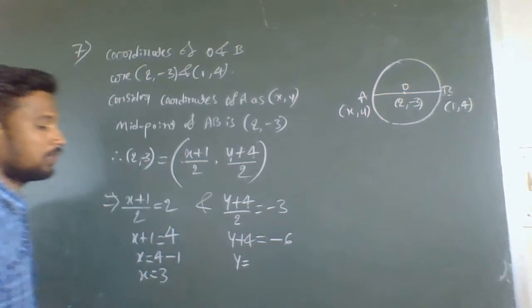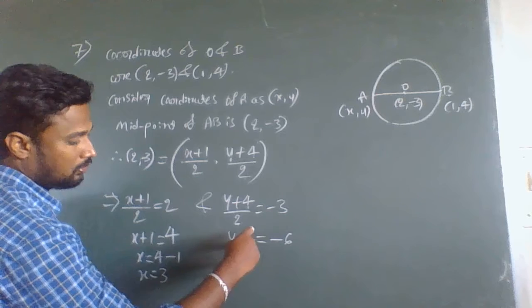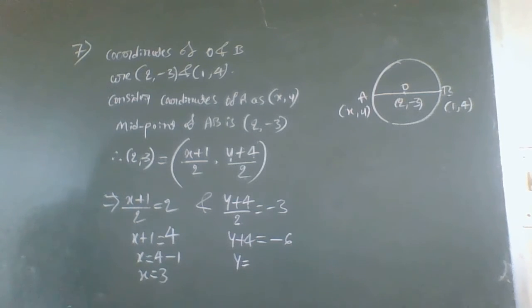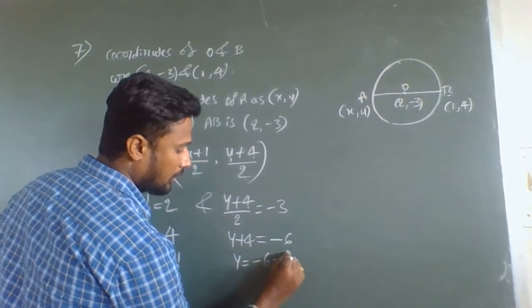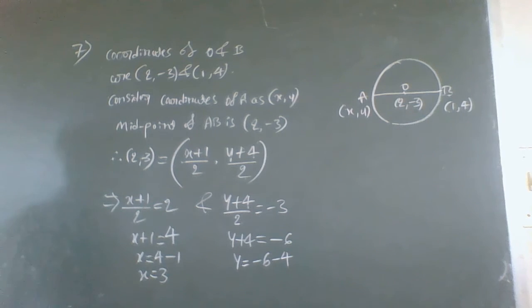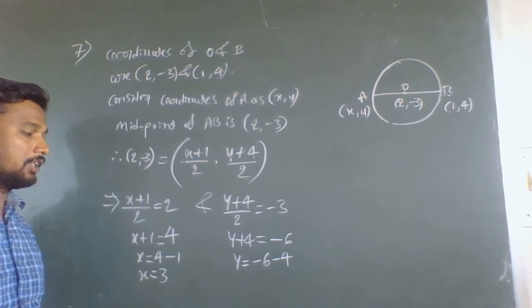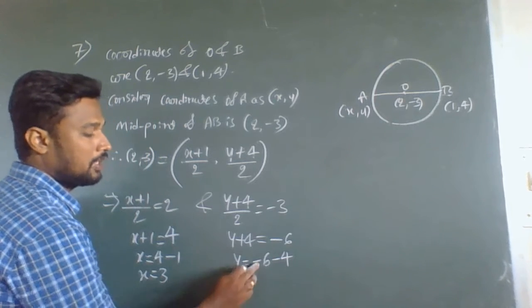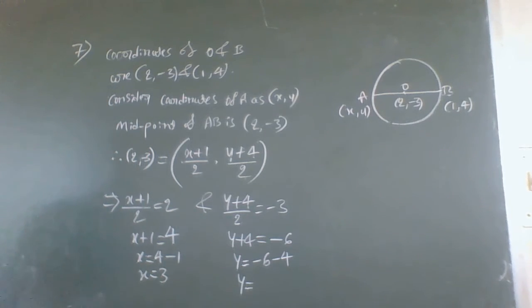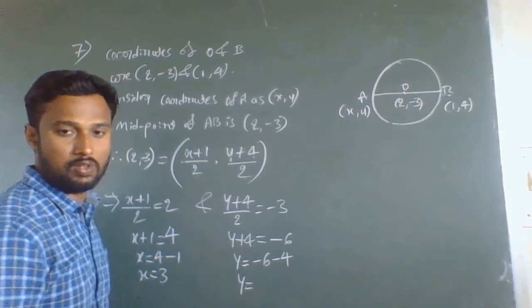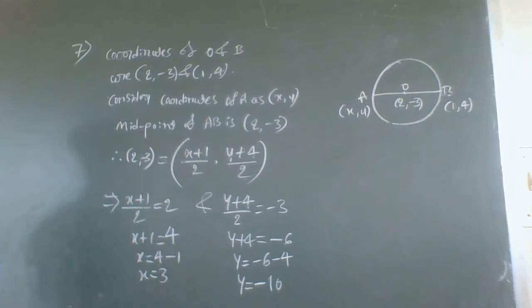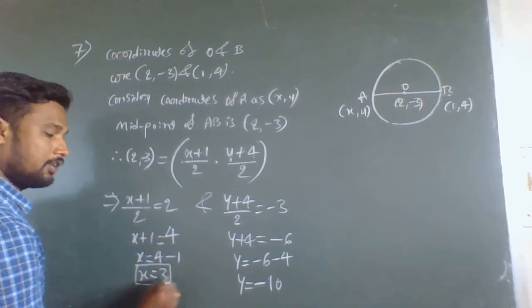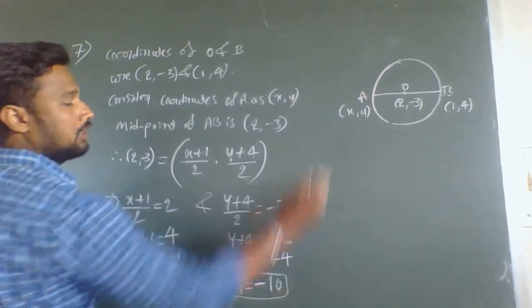Now y is equal to, taking the plus 4 to the right hand side, minus 6 minus 4. Minus 6 minus 4 means we add 6 and 4, which gives 10, and the sign in front of the higher value is minus. Minus 10 is the answer. So now we got the x and y coordinate values of point A.